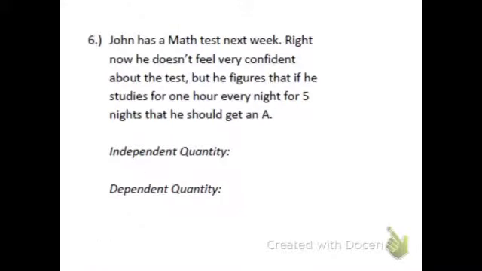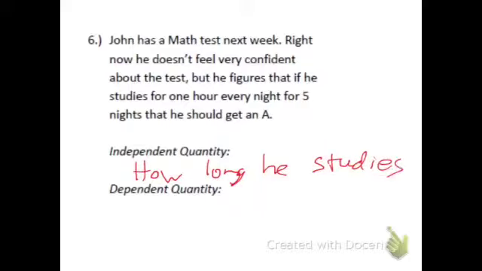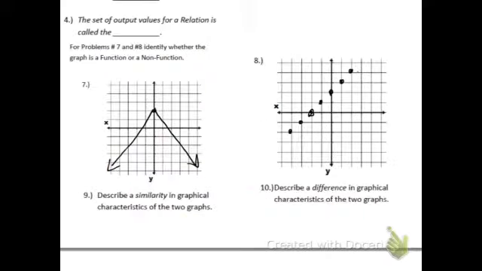6, John here is studying for a math test. How long he studies is his choice, okay? So it's got some extra details in here for his plan, but really how long he studies will be a solid number, and that's going to change depending on what he decides to do. And then the dependent quantity would be the score on the test, right? When you study more, you're going to get a better score on your test.